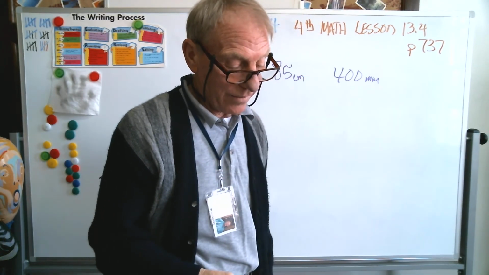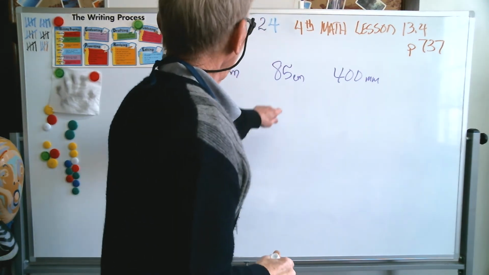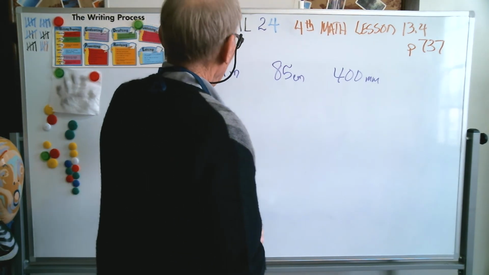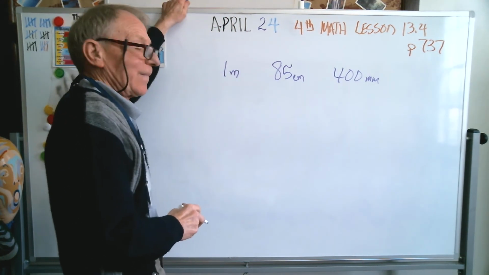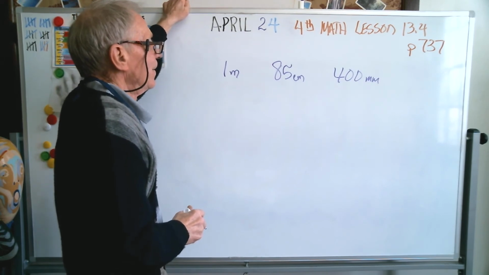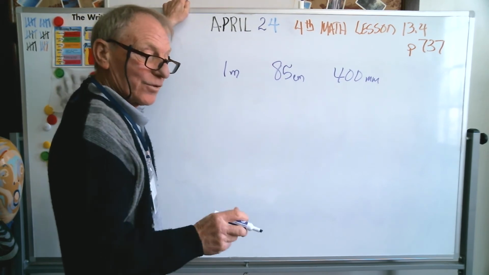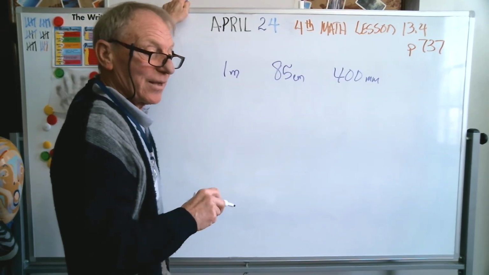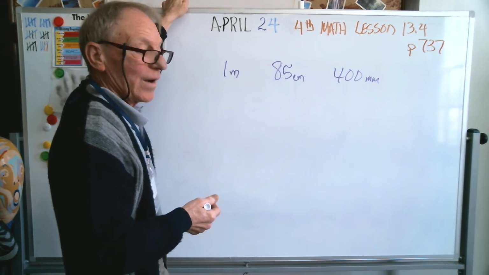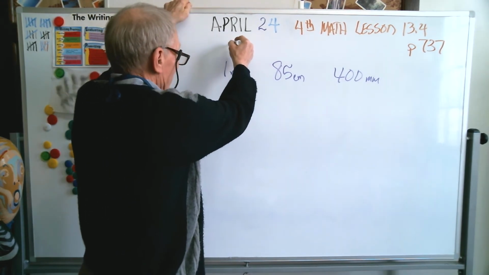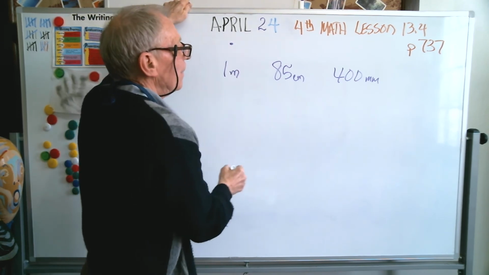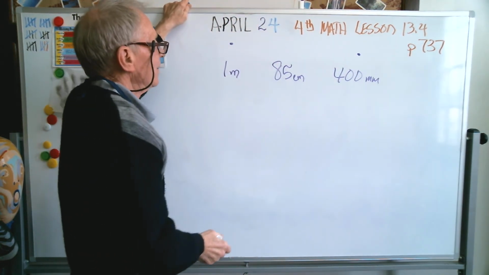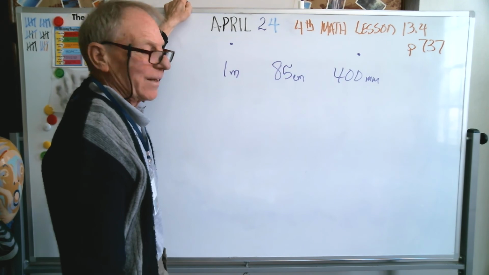What was the total length in centimeters? So they want you to convert everything to centimeters. So a meter is, remembering that this is metric measurement and everything is based on base 10. So a meter is the biggest measurement. A millimeter is the smallest. And centimeter is in between.